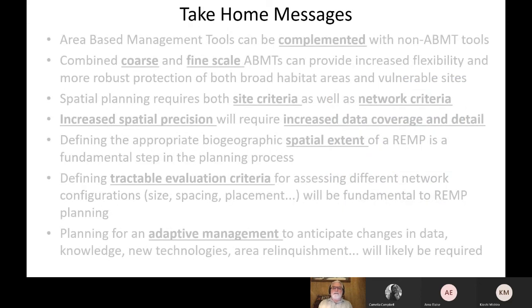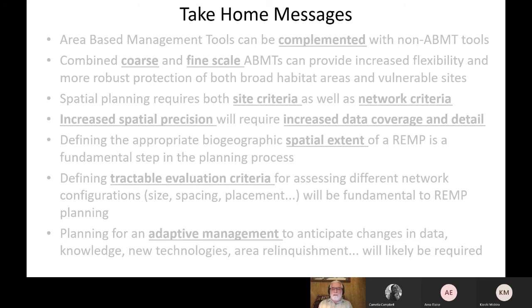So our take-home messages here are that area-based management tools can be complemented with non-ABMT tools. Combined coarse and fine scale approaches can allow more flexibility in the selection of broad habitat areas and vulnerable sites. Spatial planning requires both site and network criteria. Increased spatial precision will require increased data coverage and detail. And defining the spatial extent of a REMP is going to be a fundamental step in this planning process.